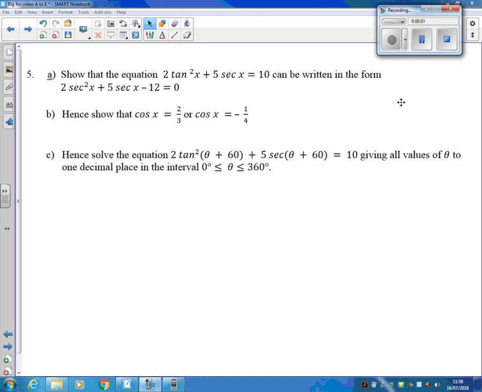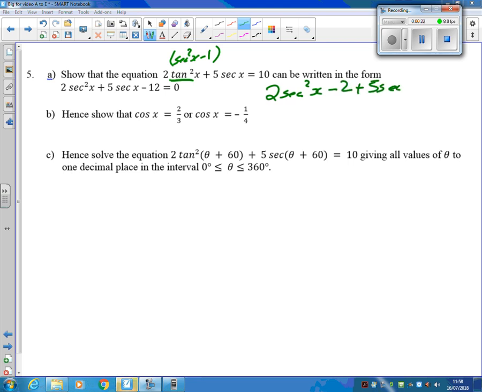Question 5 is an old style exam question from 2005-6 that guides you through everything so nicely. You were asked to think about tan squared, and you know that tan squared x is sec squared x take away 1. So when we've got two of those, I've got 2 sec squared x take away 2 plus 5 sec x take away 10 equals 0, which clearly goes to show that.